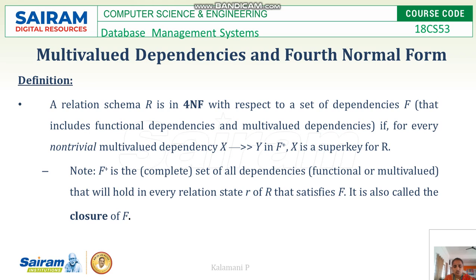So you should remember that when defining fourth normal form, it includes all the functional dependencies as well as multi-valued dependencies. Each relation state, small r of R, where R indicates the relation schema, should satisfy this F plus, the closure.